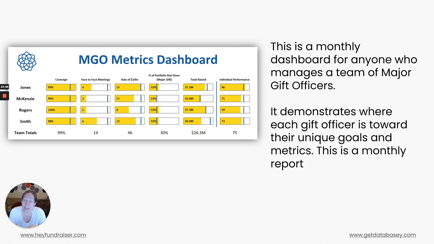So the first is they need to track their portfolio. They have to assign themselves as a solicitor. The second is they need to enter their quality contacts, their actions, into the database. Third is they need to track where each person in their portfolio is in the moves management stage. So this person's in cultivation, this person's in stewardship, this person has just been identified. And fourth is they need to track their asks. So how much are they asking for and when are they asking? If they can just do those 4 things in the database, all of these reports can be populated.